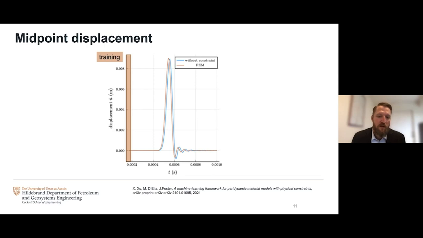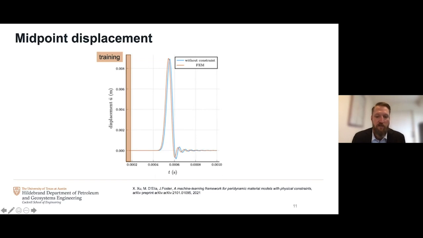And while I'm showing this, what you have to remember is what I'm plotting here is the displacement at the midpoint of the bar. So if you did plot the displacement at the very end of the bar or at the beginning of the bar where the wave begins from, the wave has passed through that in the training data already. However, the wave dispersion continues to change throughout the solution of the equations, right?